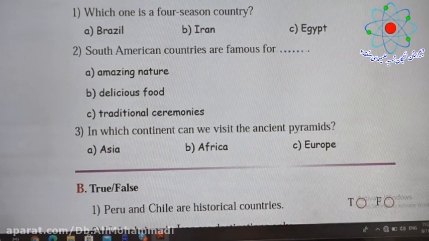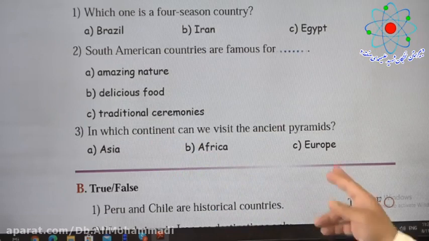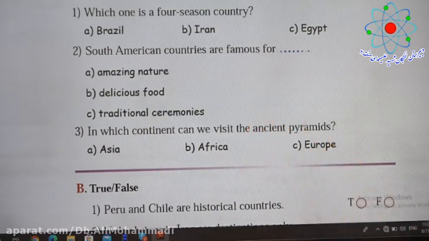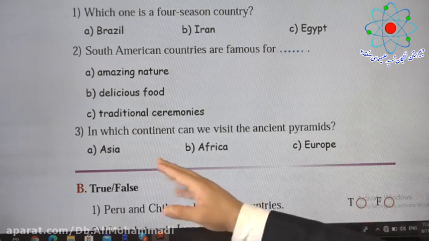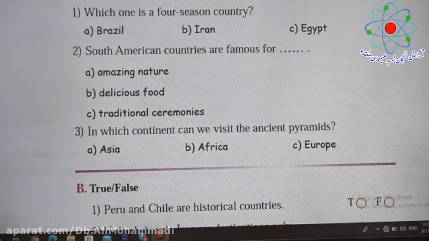In which continent can we visit the ancient pyramids? Continent به قاره میگن. در کدوم قاره ما میتونیم اهرام خیلی قدیمی رو ببینیم؟ Definitely Egypt. Egypt in Africa. Asia, Africa, Europe. The answer is B.